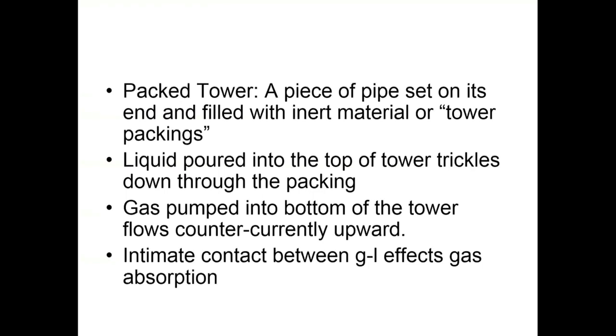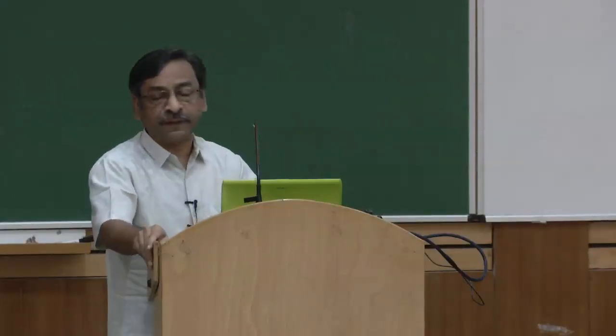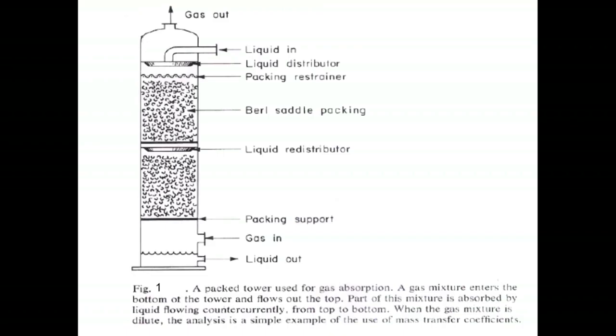Okay. The liquid is poured from the top, it trickles down over the packing by action of gravity. Gas is pumped into the bottom of the pack tower and flows counter currently in relation to the liquid which is flowing down. And we establish an intimate contact between gas and liquid so that the solute gas or vapor that we want to remove can be absorbed efficiently into the liquid. Okay. Now that's broadly what a pack tower is and what a counter current gas absorption operation will look like. Now let's see little more into this figure.